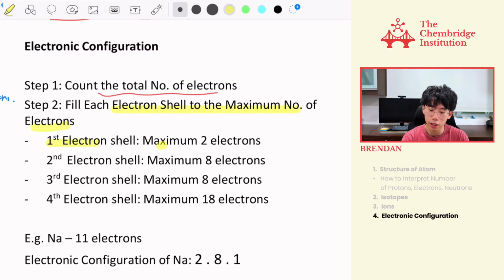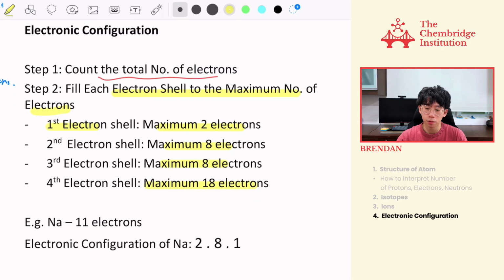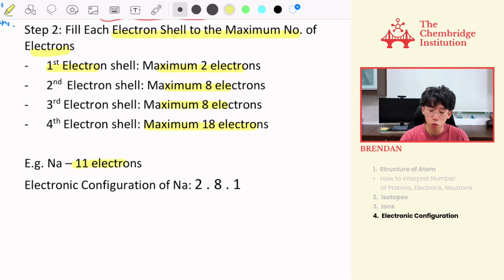So for the first electron shell, the maximum number is actually 2 electrons, followed by the second shell and the third shell, which each have maximum 8 electrons, and the fourth shell will have a maximum of 18 electrons, and that's as far as you will need to know. So for example, sodium has 11 electrons. So what you want to fill up first is the first shell, which has a maximum of 2. So you take 2 off first, and then you want to fill the second shell, which has a maximum of 8. You still have 8 electrons, so you can fill it up, and altogether you have 10 electrons now.